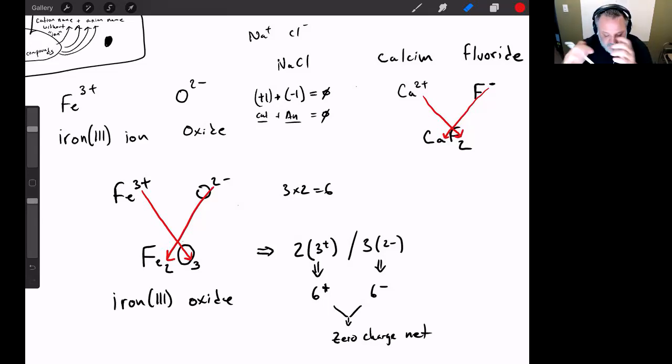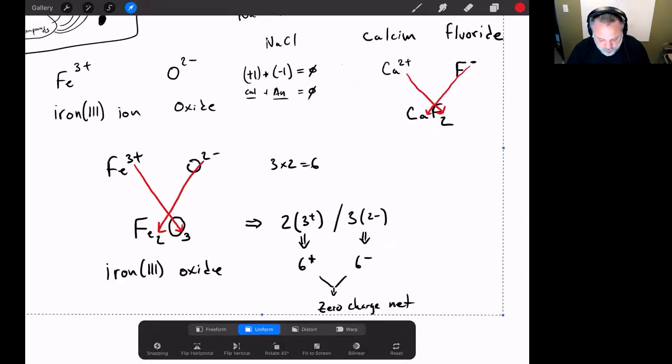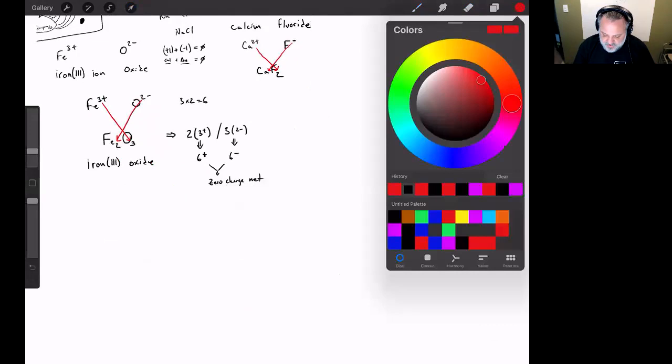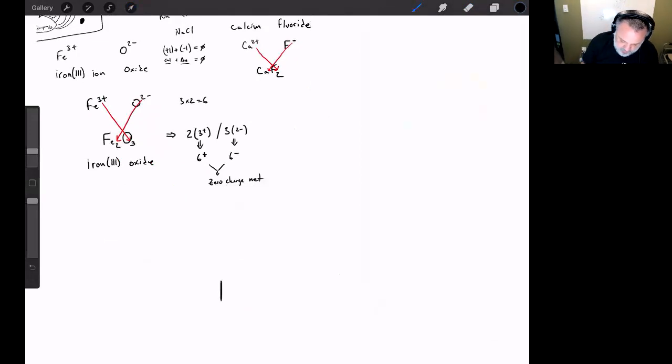All right, so we can do this cross down, and it works essentially every time. And so let's take a look at something like lead 2 nitride. Well, how does this work out?